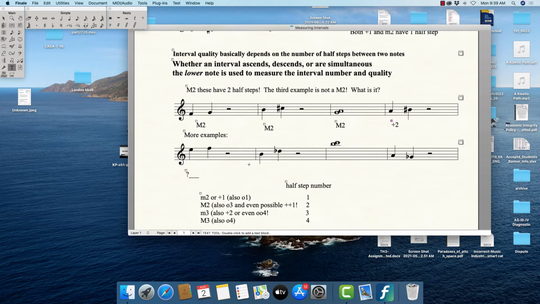All right, so what is this one, okay? E to F. Okay, well, E to F, let's listen. That doesn't sound like a major second. E to F is only 1/2 step, so this would be a minor second.